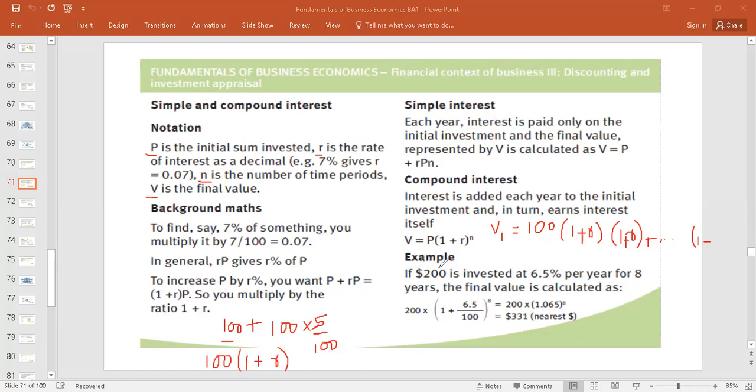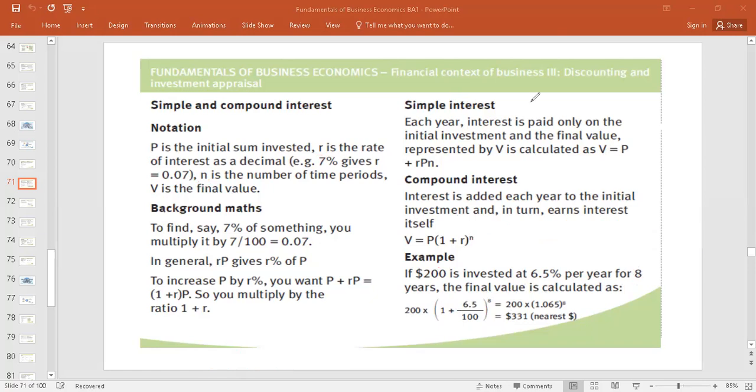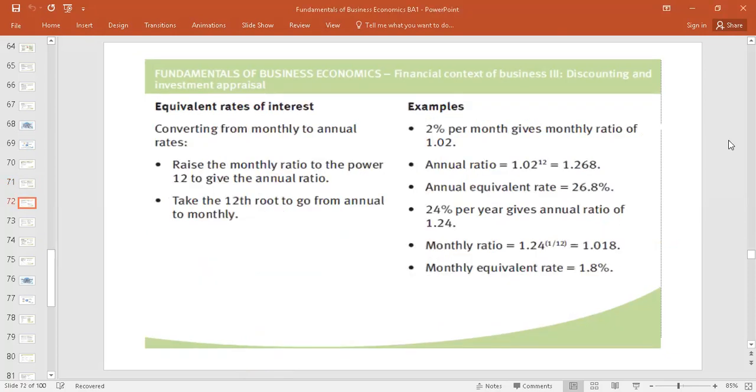Okay. So there is a simple example given here. If 200 is invested at 6.5% per year for 8 years, the final value is calculated as 200 into 1 plus r, which is 6.5 by 100, whole to the power of 8 years. So mathematically we can solve it that way. The mathematical calculation goes on like this, but we also use the financial tables and then solve it.